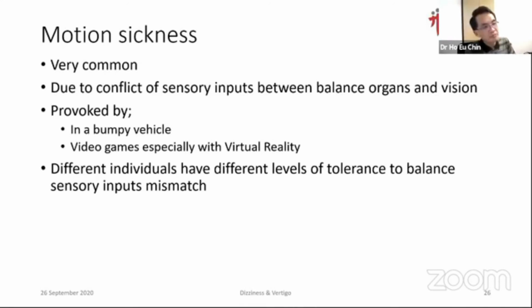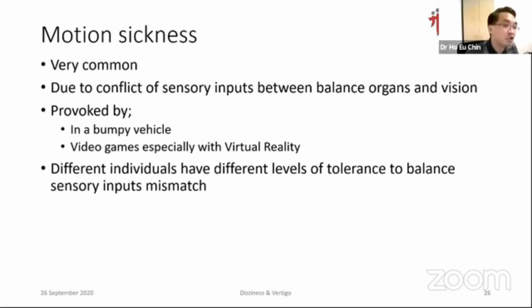The reverse can happen when you have virtual reality. You feel that your surroundings are moving, like what you see. Your eyes are telling the brain that things are moving around you. But your head is not moving, and your balance organ is telling the brain you're not moving. And again, this conflict can lead to you getting the symptoms of motion sickness.